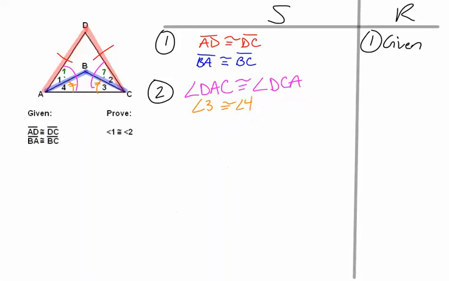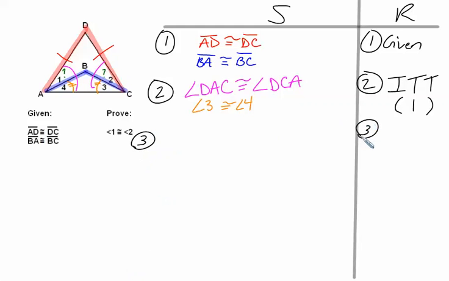Both of those pieces of information rely on the same reason. And the reason that we know if two sides of a triangle are congruent, the angles across from them are congruent, is the isosceles triangle theorem. Please also specify what step we looked at. Here, we looked at step 1 to obtain that information.